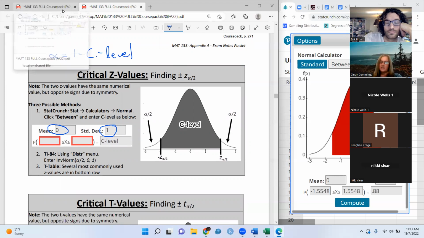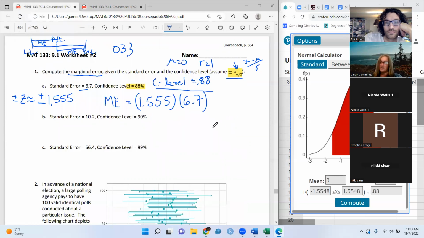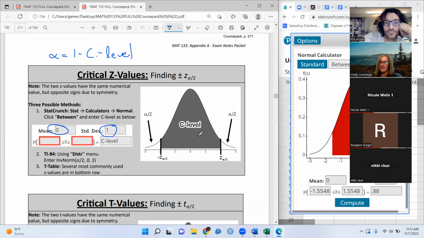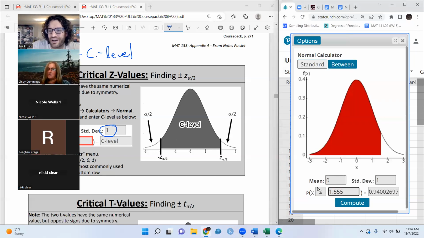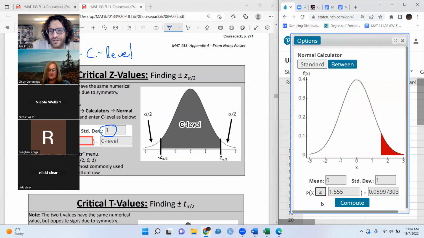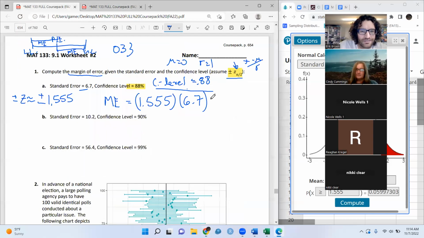Eric, when they have to do the shading of the graph, you don't care that they actually have to label the alpha over 2 values, do you? No, maybe in chapter 10. Obviously that would require a little more work, which we really don't have to do because we're using StatCrunch. Calculator-wise, we had to find those alpha over 2s, but now we don't really need to. I wouldn't be too worried about that.